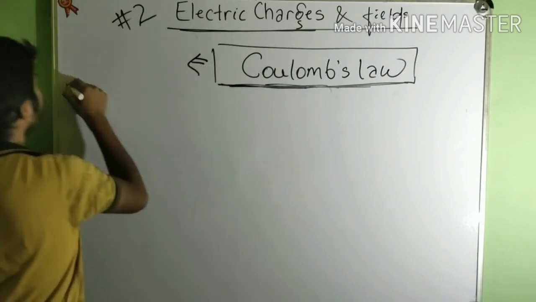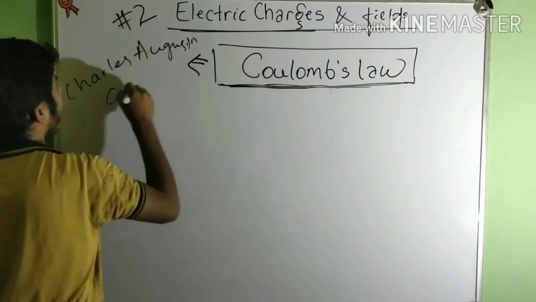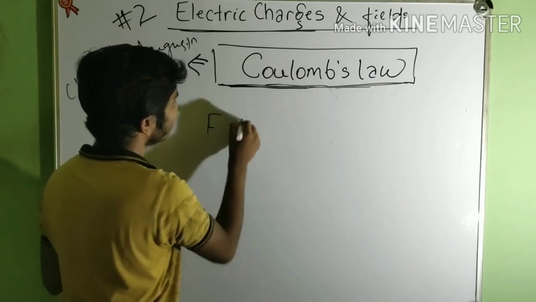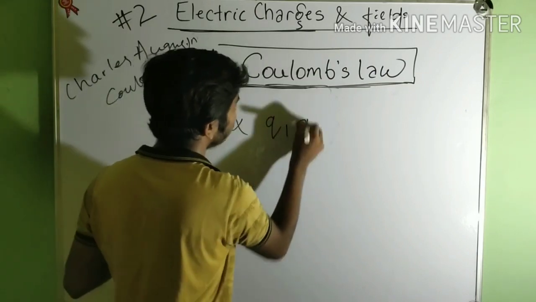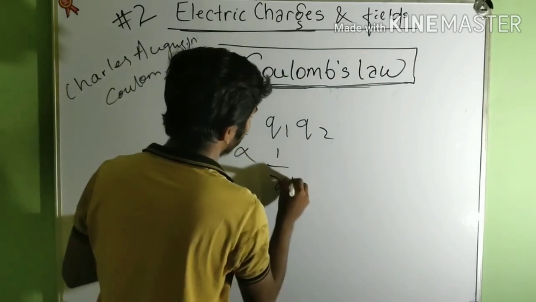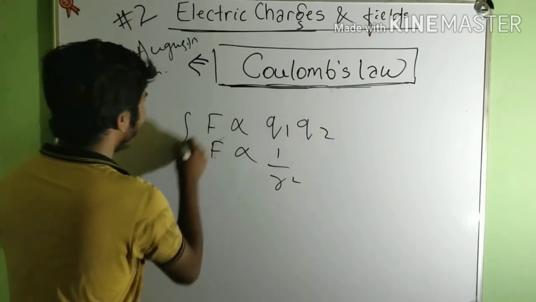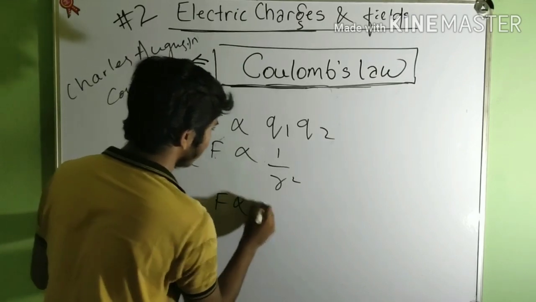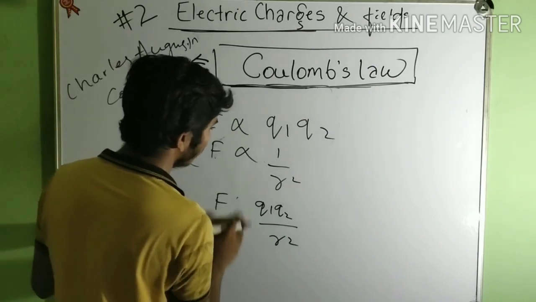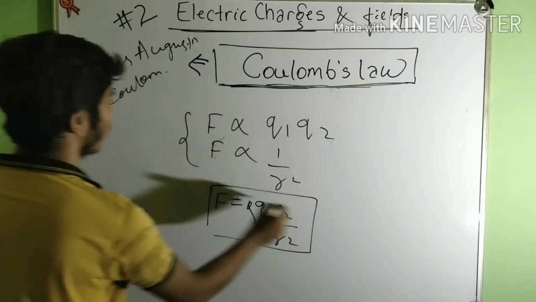Coulomb's law is given by Charles Augustin Coulomb. He proposed that the force is directly proportional to the product of the two charges and inversely proportional to the square of the distance between them. By combining these two, we can write F is directly proportional to Q1 Q2 by R square. If we multiply a constant here, we can equalize the two, and this is nothing but Coulomb's law.